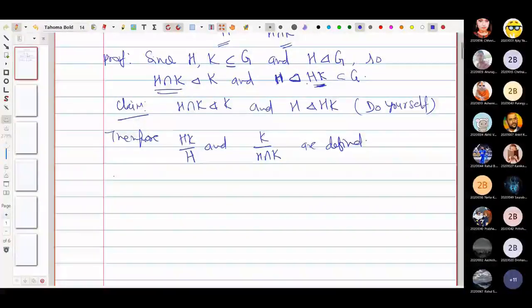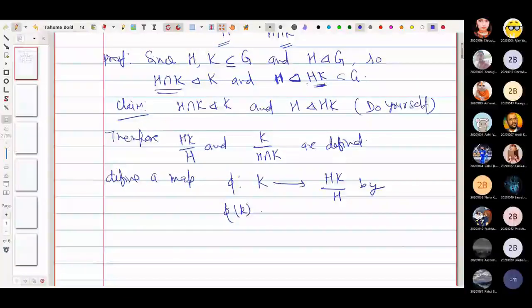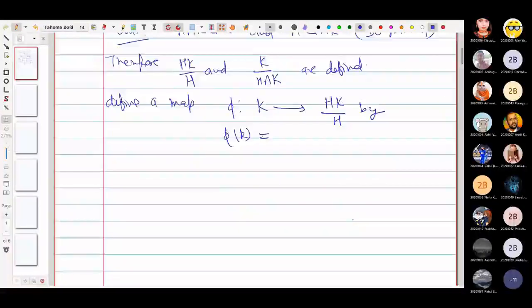Okay. Now define a map phi from K to HK by H by phi of k equals to this, k belongs to capital K. And can you say something about the structure of an element in this quotient group?